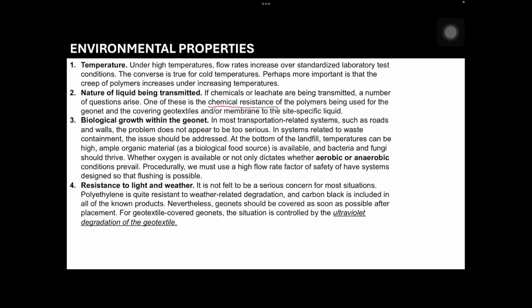Whether oxygen is available or not only dictates whether aerobic or anaerobic conditions prevail. Still, merong bacteria and fungi na pwede pa rin mag-live doon kasi nga meron silang pagkain. Procedurally, we must use a high flow rate factor of safety or have systems designed so that flushing is possible.